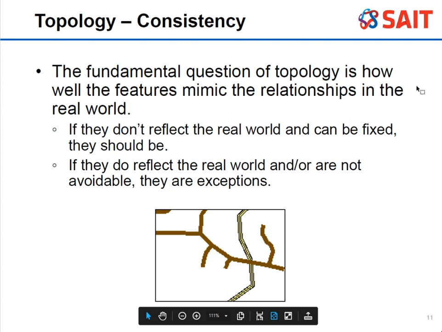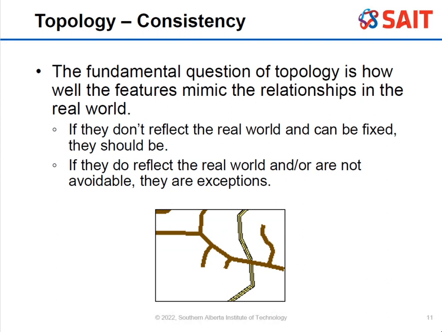Sometimes these rules are too much, and sometimes they're not enough, really. But we have to remember that if they don't reflect the real world, and they can be fixed, they need to be fixed. So we want to represent our real world. We want to represent what's on the ground. We want people to understand what we are doing, so we need to fix them if we find them. Now, if they do reflect the real world and they're not avoidable, such as the exceptions I was talking about in the previous slide, then we just leave them, and that is okay.